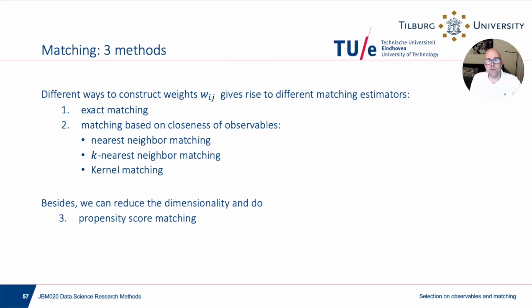So first of all, there's something that's called exact matching. Then a second way can be described as matching based on the closeness of observables. And here we have three types: nearest neighbor matching, k-nearest neighbor matching, and kernel matching. And finally, there's something called propensity score matching, which reduces the dimensionality and has certain advantages.